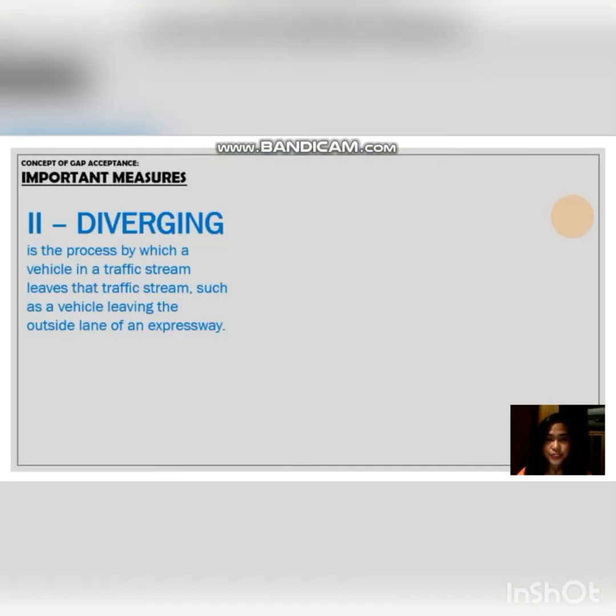We have diverging. It is a process by which a vehicle in a traffic stream leaves the traffic stream, such as a vehicle leaving the outside lane of an expressway.